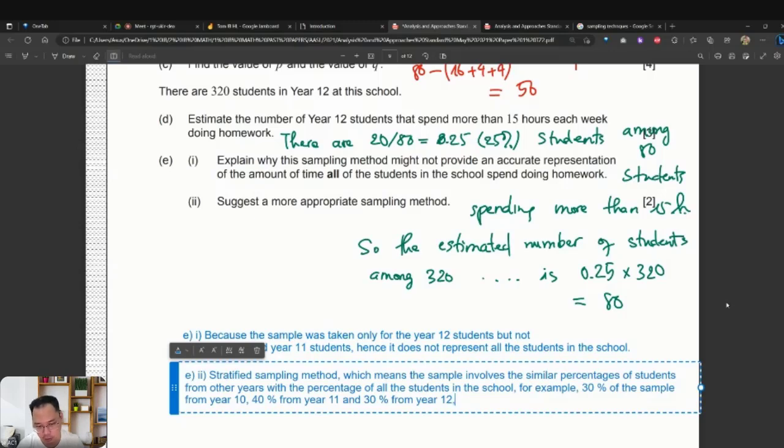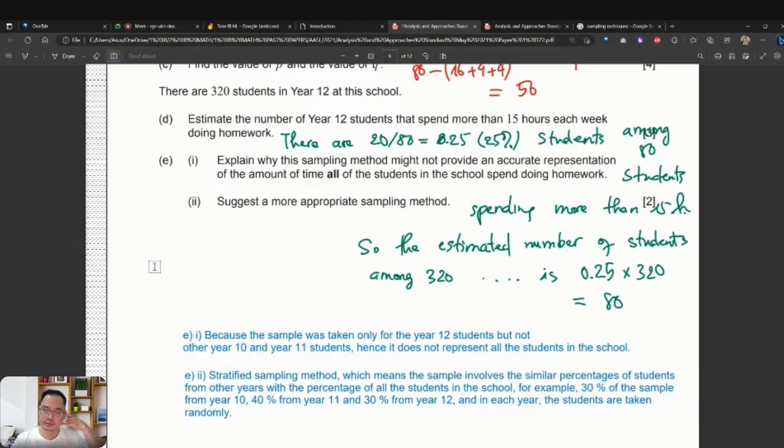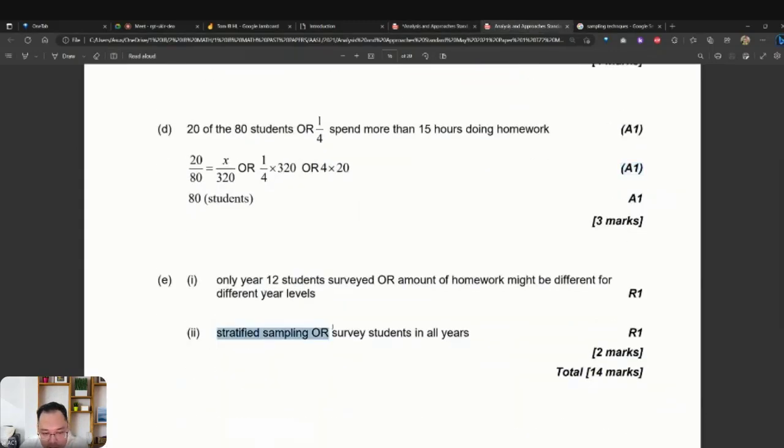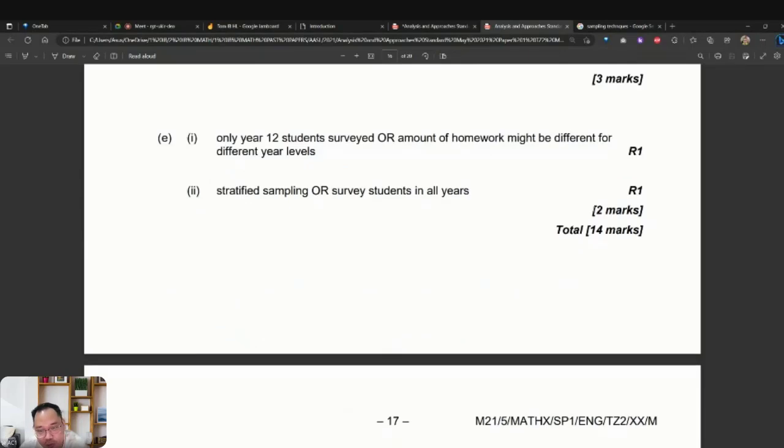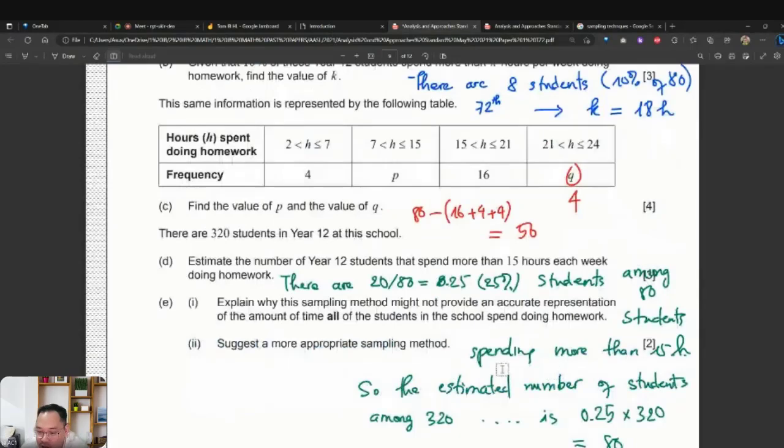And in each year, students are taken randomly. Okay. Stratified sampling in all years. A lot shorter than my answer. Okay, I worry about 2 marks, so I use the description to ensure that it gets 2 marks.